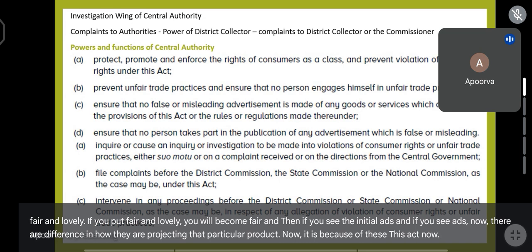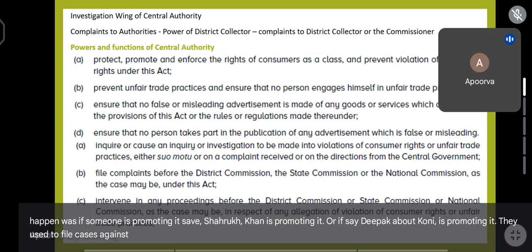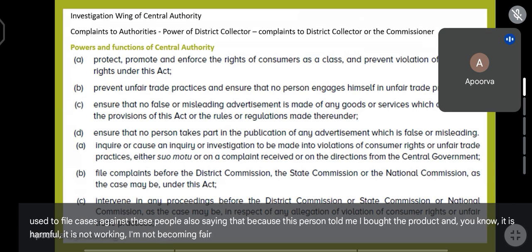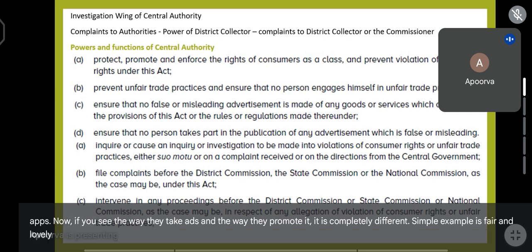Now, again, what used to happen was if someone is promoting it, say if Shah Rukh Khan is promoting it, or if say Deepika Padukone is promoting it, they used to file cases against these people also, saying that because this person told me, I bought the product and it is harmful, it is not working, I'm not becoming fair. Those kind of cases also have been seen. Now, those are all misleading ads. So now, if you see the way they take ads and the way they promote it, it is completely different. Simple example is Fair and Lovely because it had become a very big issue.